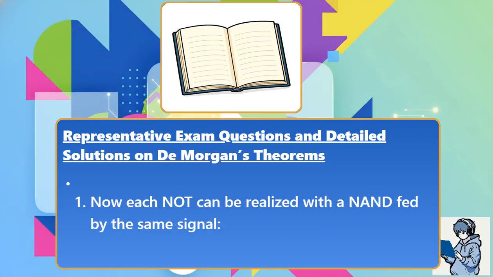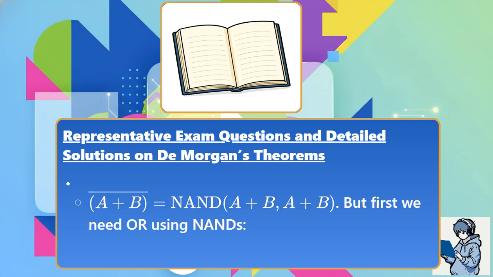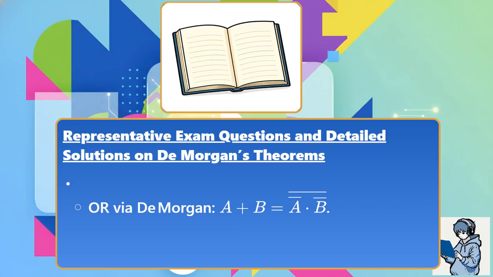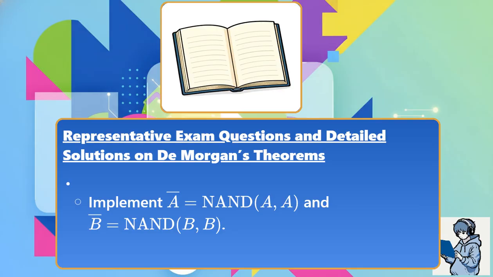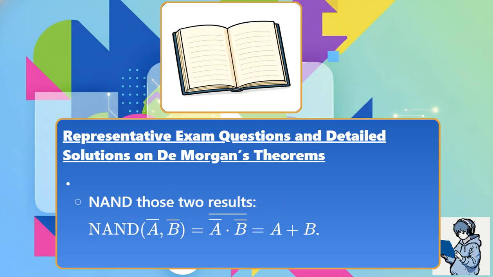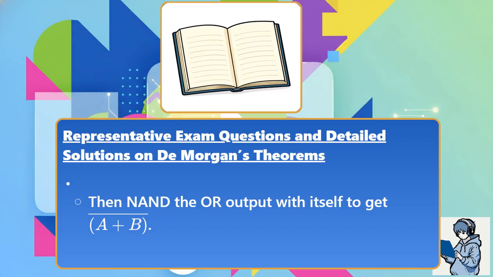Step 3. Now each NOT can be realized with a NAND fed by the same signal. NOT(A + B) equals NAND of (A + B) with (A + B), but first we need an OR using NANDs. Via De Morgan, A + B equals NOT of (NOT A AND NOT B). Implement NOT A as NAND of A with A, and NOT B as NAND of B with B. NAND those two results. NAND of NOT A and NOT B equals NOT of (NOT A AND NOT B), which is A + B. Then NAND the OR output with itself to get NOT(A + B).